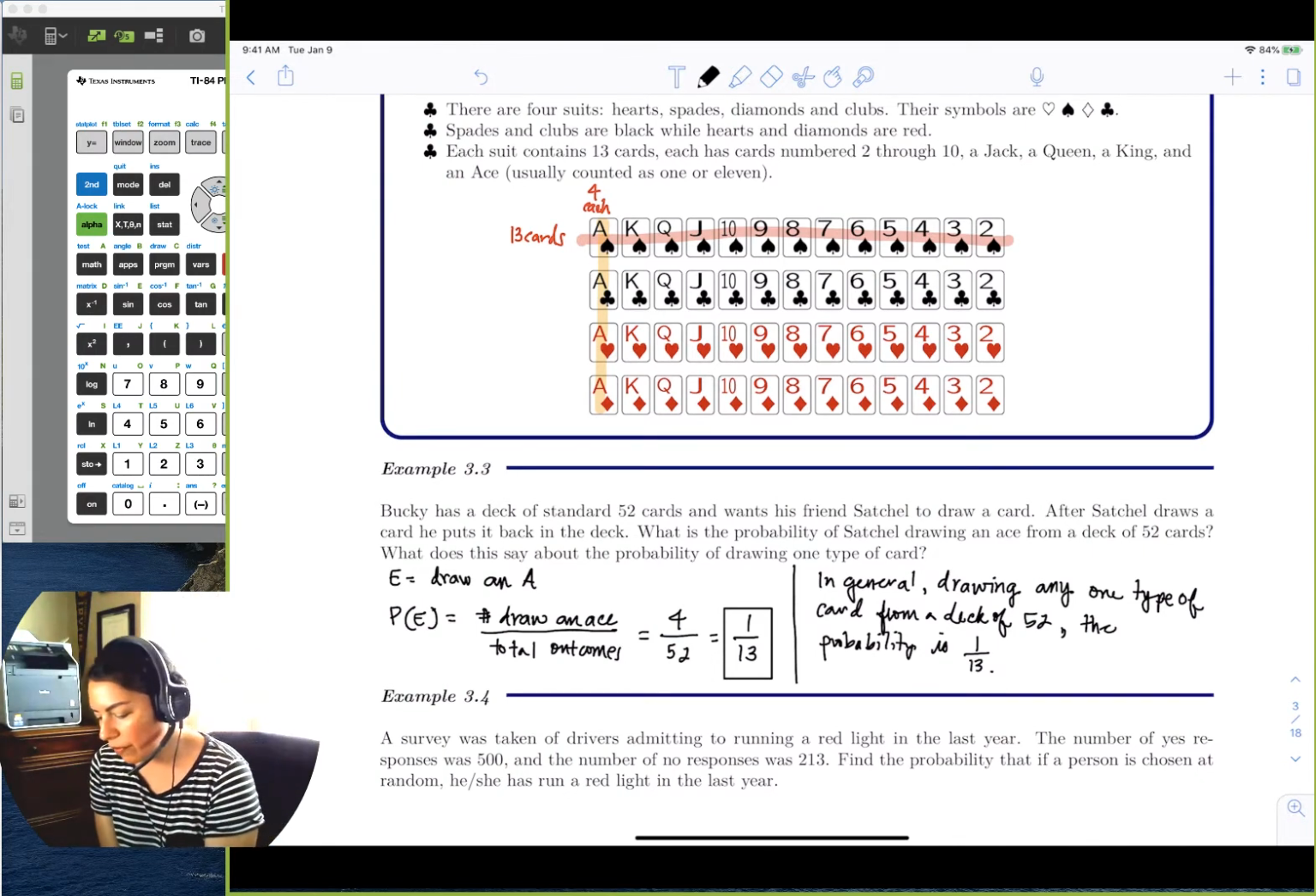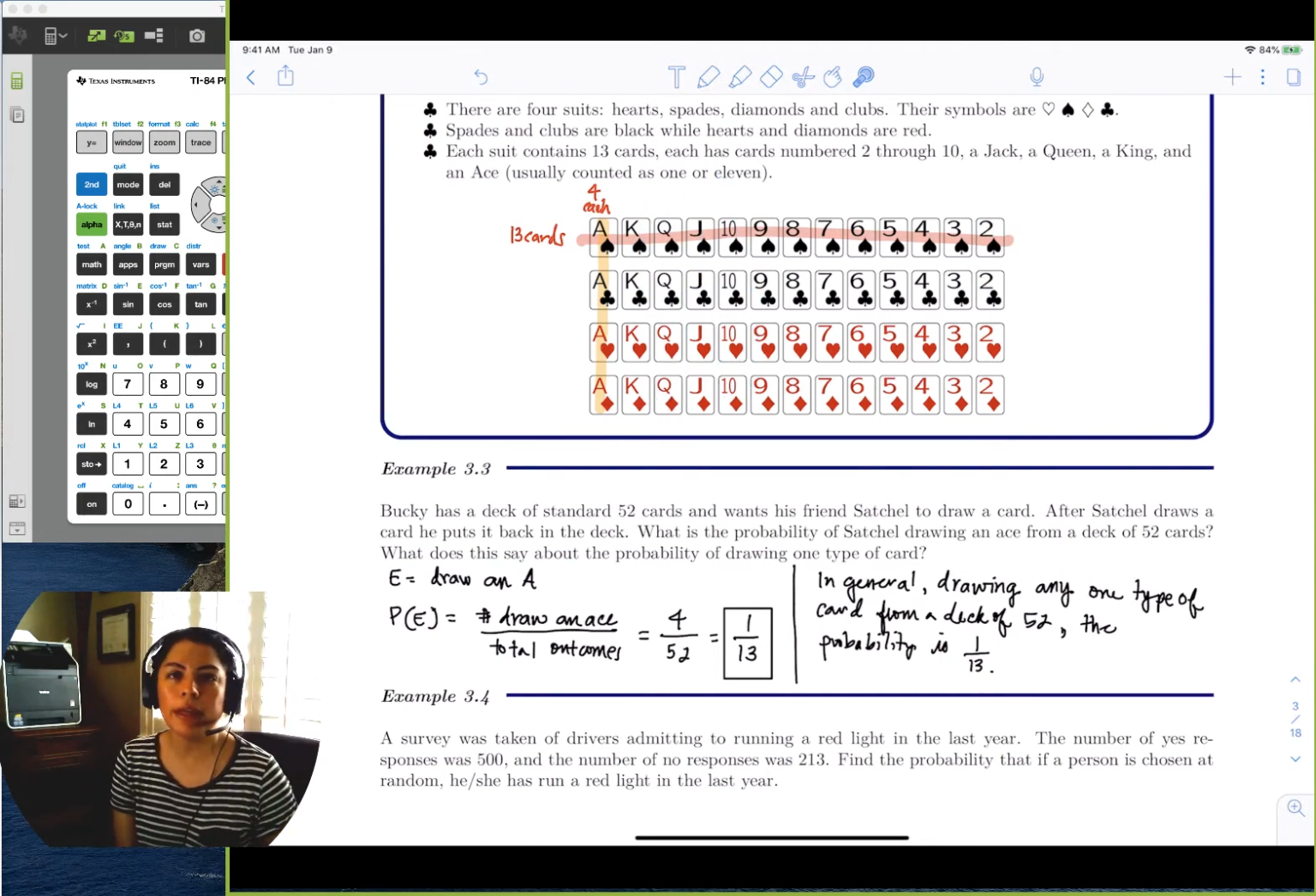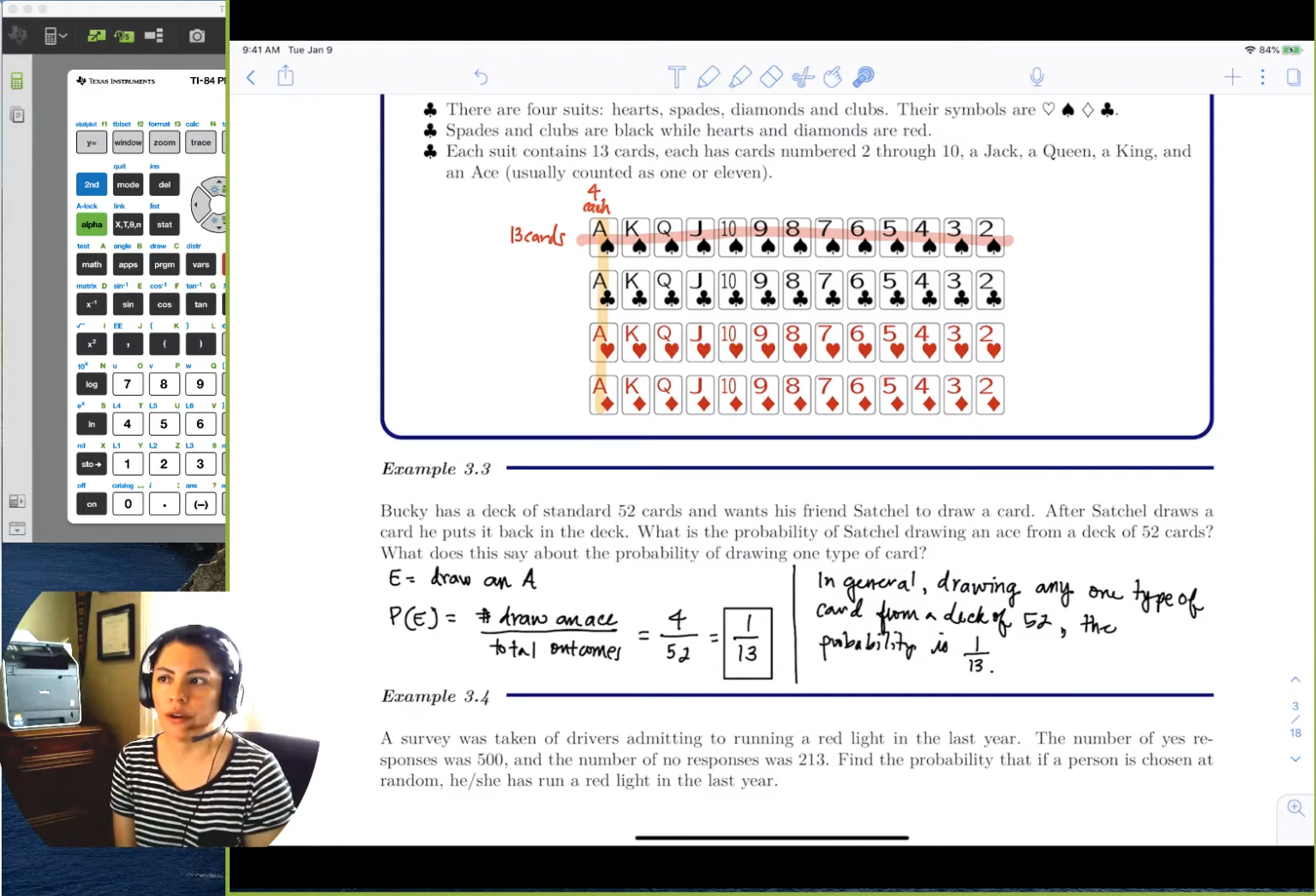Because what if I asked for a 7? There are still 4 sevens, 4 tens, 4 queens, 4 twos. So I could have asked for any one of them, and it would be any face. There are 4 of them out of 52. So the probability of drawing any one type of card is going to be 1/13 no matter what.